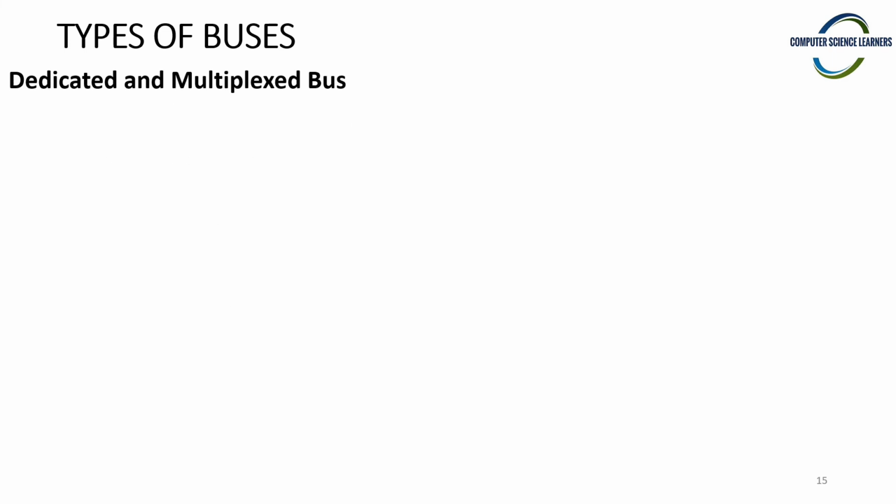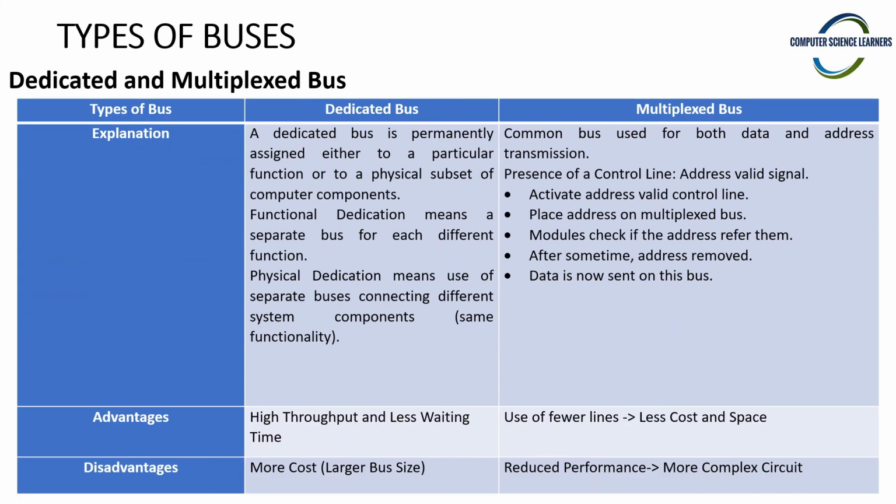There is one more classification. Generally, for data and address we have separate buses, right? For data we have the data bus, and for address we have the address bus. This architecture is known as dedicated bus architecture. The other architecture is multiplexed bus architecture, in which we use the same bus for the data as well as the address.